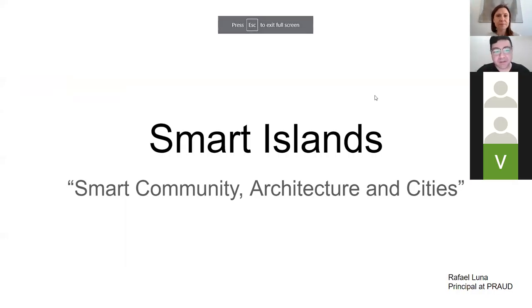So again, thank you for inviting me to this workshop, where I was put into the section on Smart Community Architecture and Cities. I wanted to discuss research that I've been doing for the past years in relationship to urbanism and architecture, and the way that perhaps we should be looking at how cities are growing in order to do it in a smarter way. So I've titled this lecture Smart Islands.